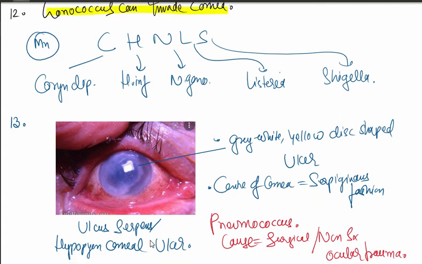Next one, gonococcus can invade cornea. So let's see a few organisms that can invade cornea. We can remember by CH and LS channels. Corynebacterium diphtheriae, H. influenzae, Neisseria gonorrhoeae, Listeria, and Shigella. So these 5 organisms can invade cornea.